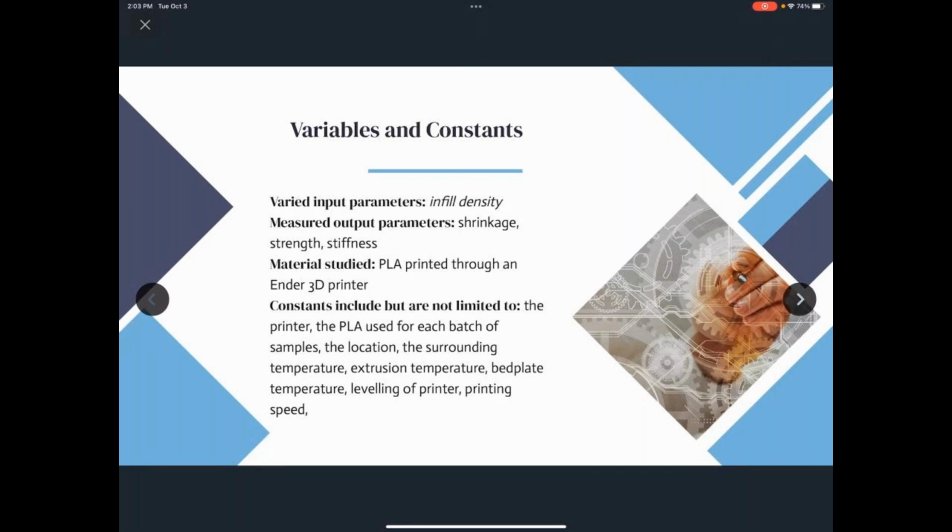Furthermore, the constants include but are not limited to, since we cannot control everything, the printer as well as the type of PLA that we used, the location, the surrounding temperature, the extrusion temperature, bed plate temperature, leveling of the bed, the direction of the printing, as well as the printer speed.